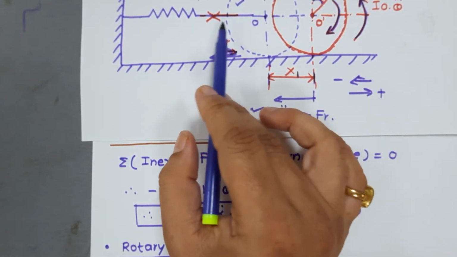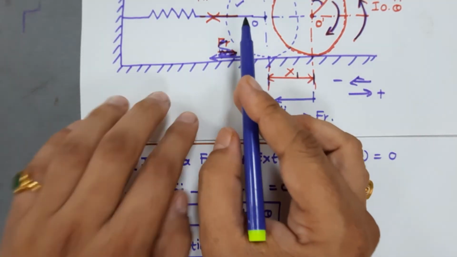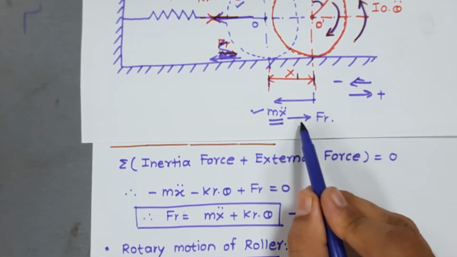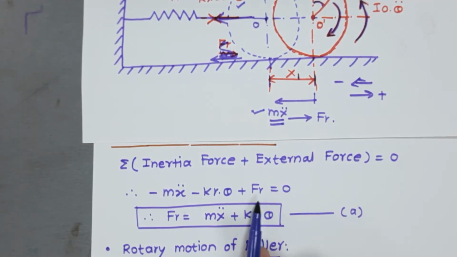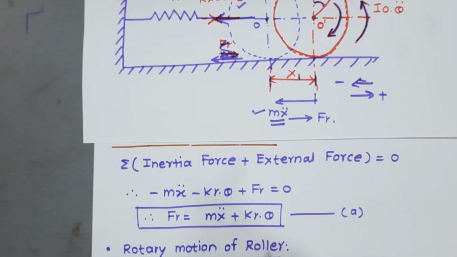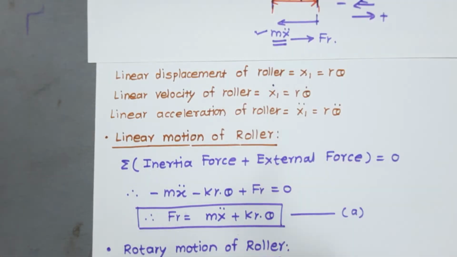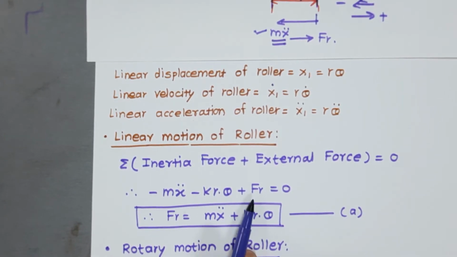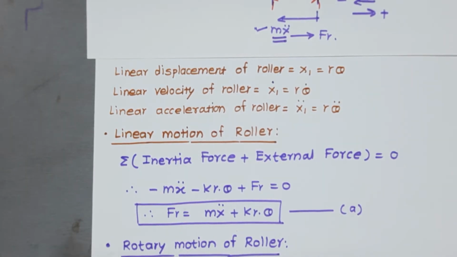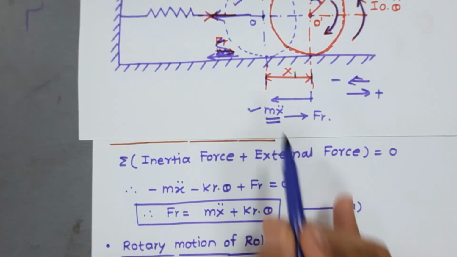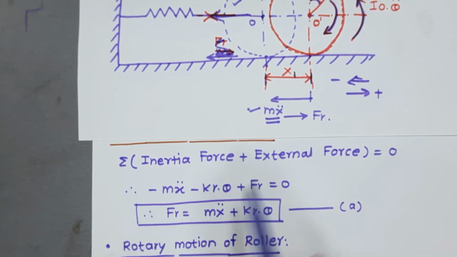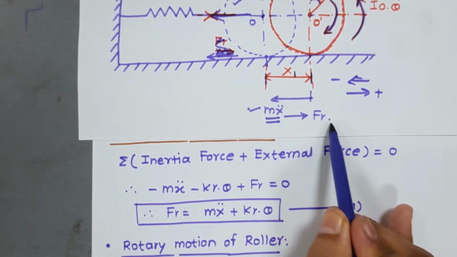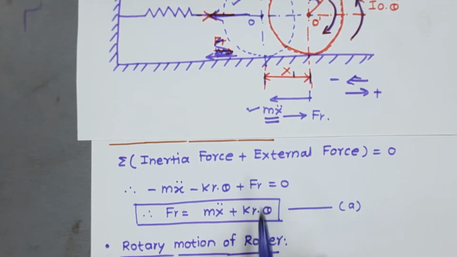Now this kr theta, if you see here, also acts in left hand direction, so it is minus kr into theta, and the frictional force acts in right hand direction, so we take Fr as the frictional force, and the sum is equal to 0. So for linear motion we consider the inertia force mx double dot, then the external forces kr theta and Fr as the frictional force. Now we have taken this equation. Let me repeat, dear friends: as the inertia force acts in left hand direction, it is minus mx double dot, kr theta is the spring force acting in left hand direction, so minus kr theta, and the frictional force acts in right hand direction, so Fr is taken positive.